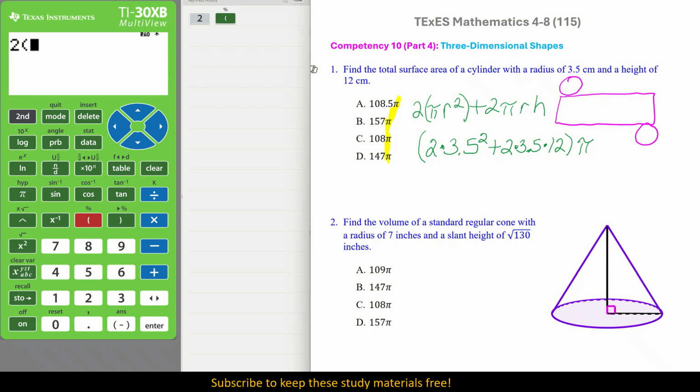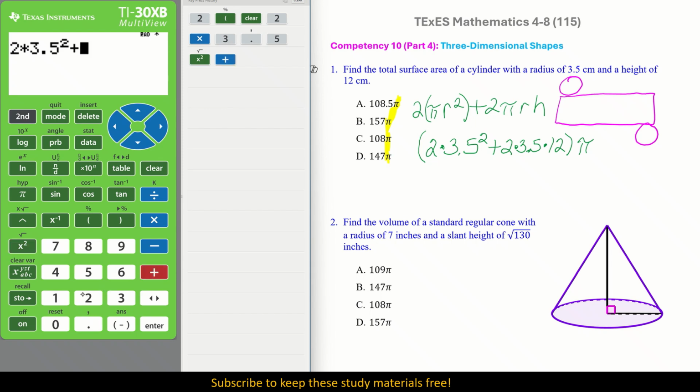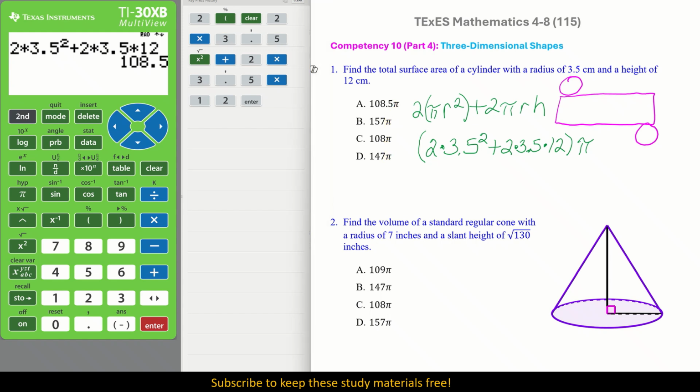Okay, I started putting that in the calculator, but let's not do it like that. We need pi to hang out. So 2 times 3.5 squared, then add 2 times the 3.5, then times the 12, and there we go, 108. Put the pi back on, and that would be option A.